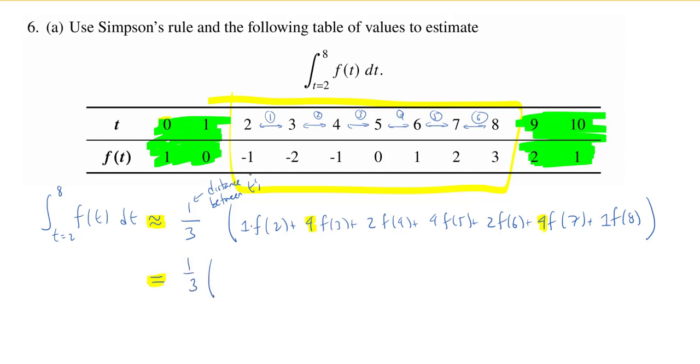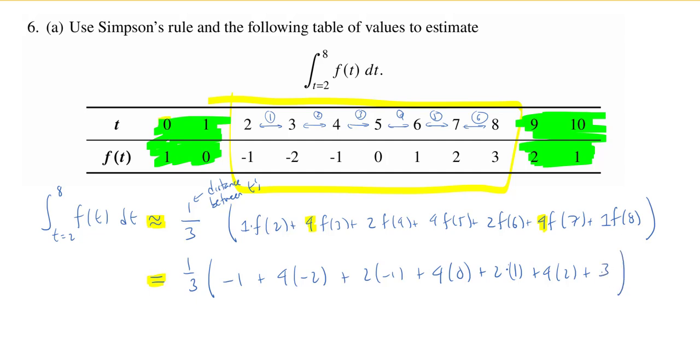f of 2 is -1. Then I have 4 times f of 3. f of 3 is -2. Then I have 2 times f of 4. That's -1. 4 times f of 5. Ooh, that's a 0. That's good. 2 times f of 6. f of 6 is 1. Plus 4 times f of 7. f of 7 is 2. And then 1 times, let's see, what's f of 8? f of 8 is 3. So we just write down a 3 here.